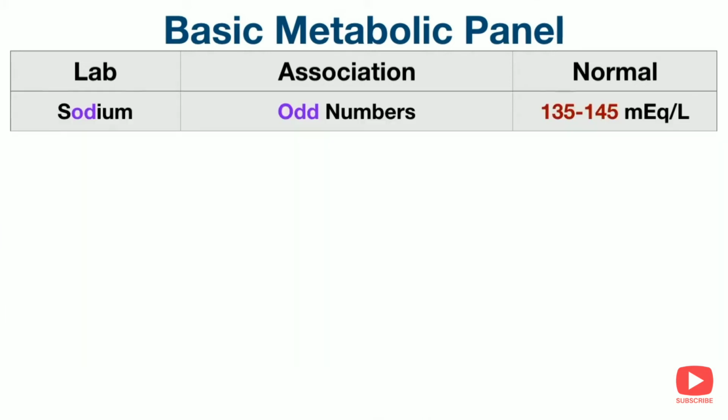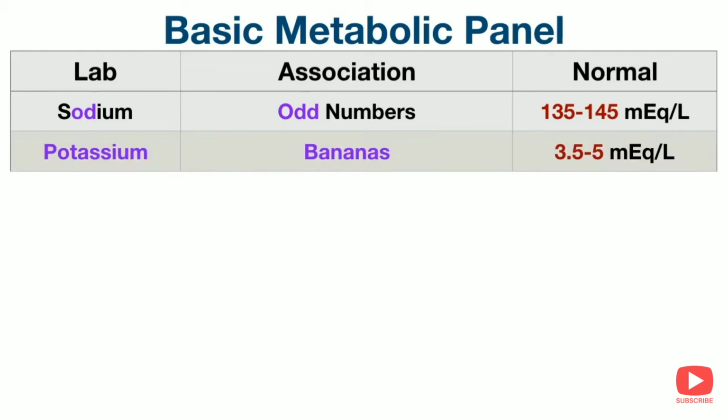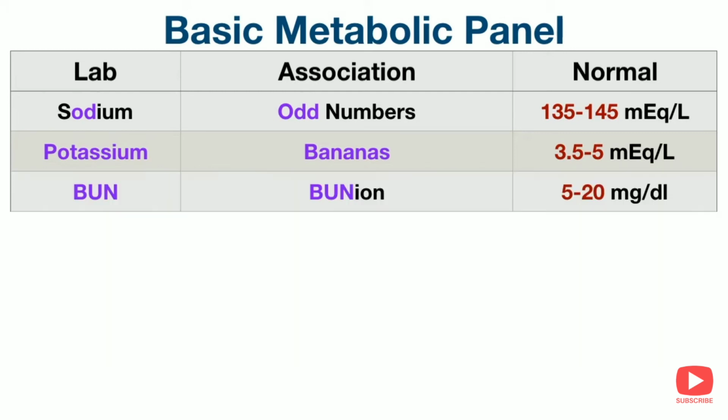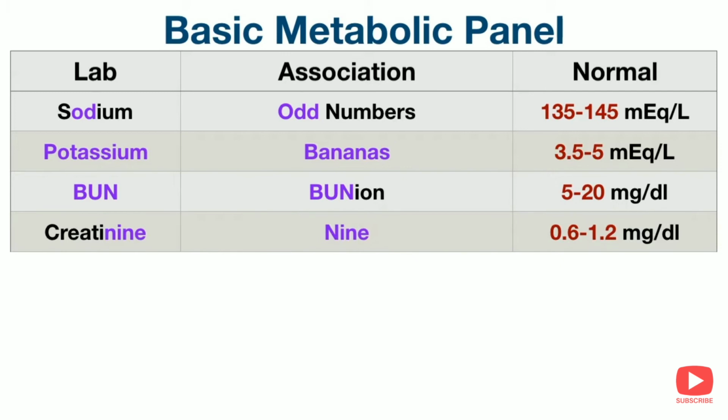For sodium, remember odd numbers 1, 3, and 5 to help you remember 135, with the normal range of 135 to 145. For potassium, remember bananas. There are usually 3 to 5 bananas in a bunch, and you want to buy them half off. This will help you remember 3.5 to 5. For BUN, remember bunion. There are 5 digits per limb with a total of 20 digits to help you remember 5 to 20. For creatinine, use the 9 to remember 0.9, which is right in the middle of the normal range of 0.6 to 1.2.